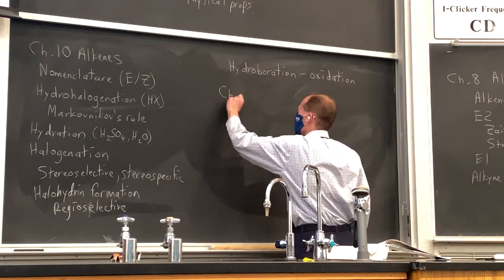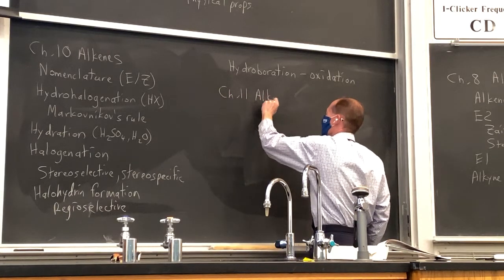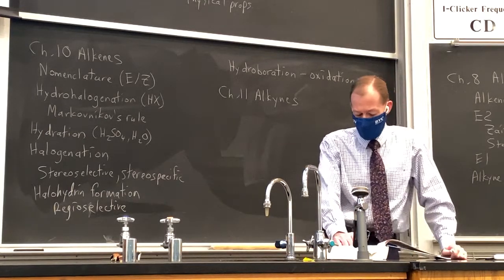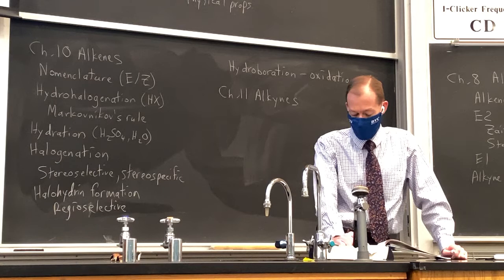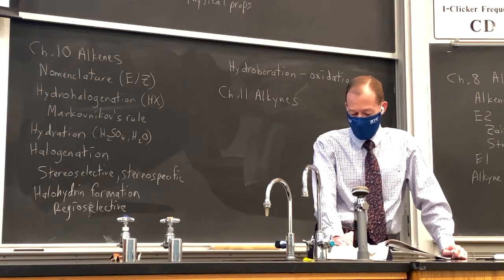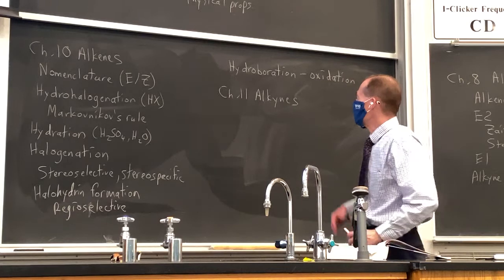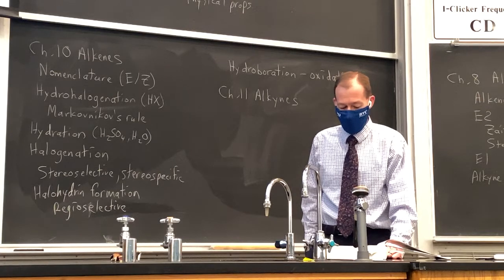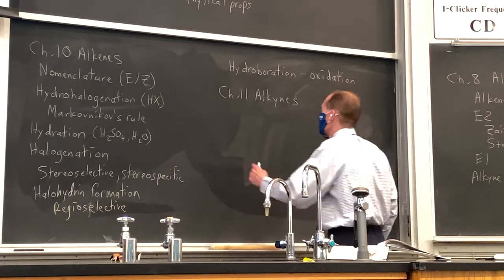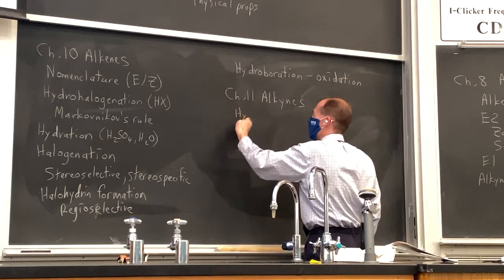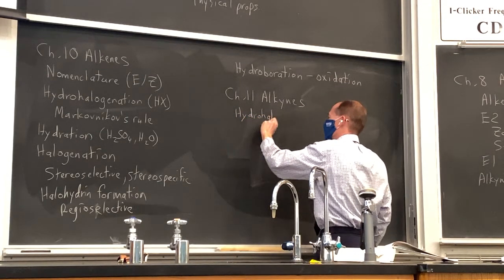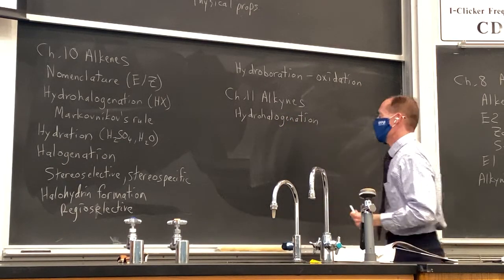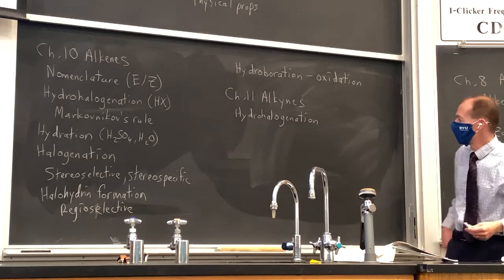And then chapter 11, alkynes. And because there are many similarities between alkenes and alkynes, we had these chapters close together. A little bit on nomenclature, of course, not really worth writing on the board. But we started with the addition reactions of alkynes, the hydrohalogenation, and the mechanism we drew in class was a little different than the one in the book.